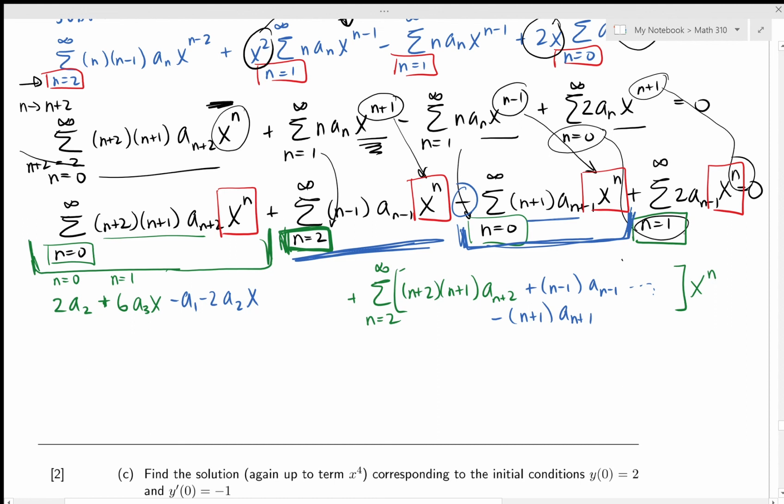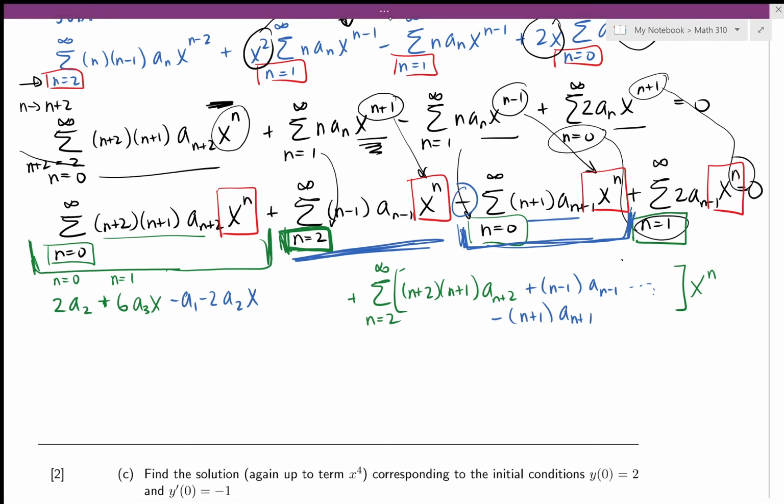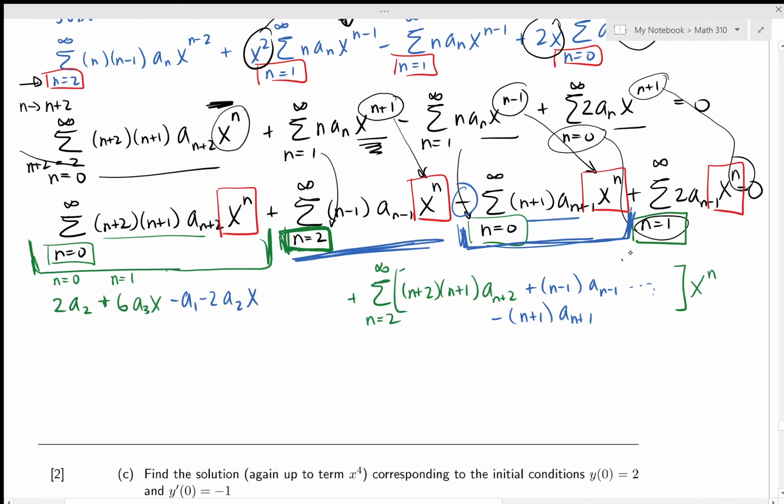And then I look at the final one. Let me change the color. That is starting at n equals 1 right here. There's no n equals 0 term, so I'm taking out the n equals 1 term, and that is going to be right here, 2a naught x. And then I have the rest of them here, plus 2a to the n minus 1. They're all times x to the n, and still the whole thing is equal to 0.